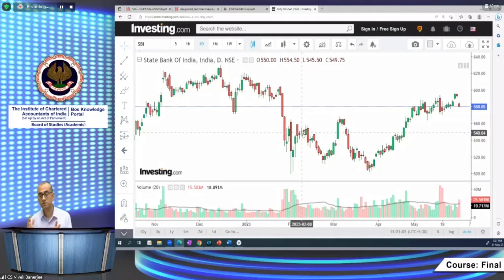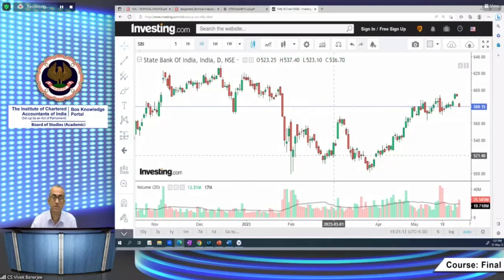It means bulls and bears are in confusion. There's a tussle between them. So a doji candle also indicates that there is a tussle or a fight going on between bulls and bears, and the opening price is equal to the closing price.